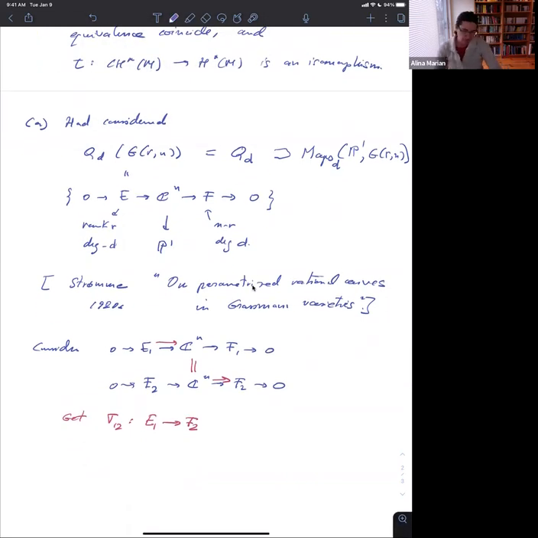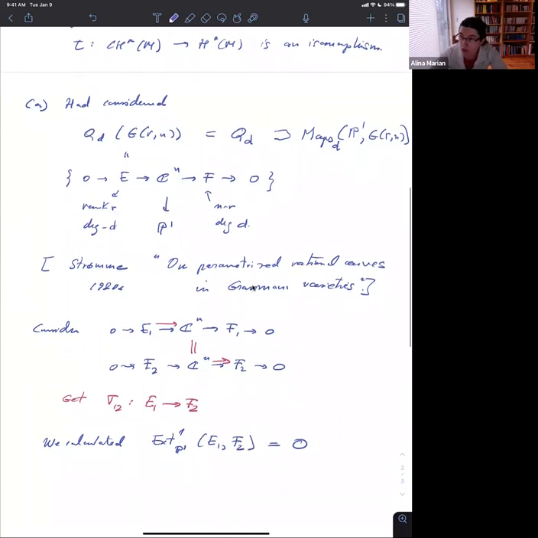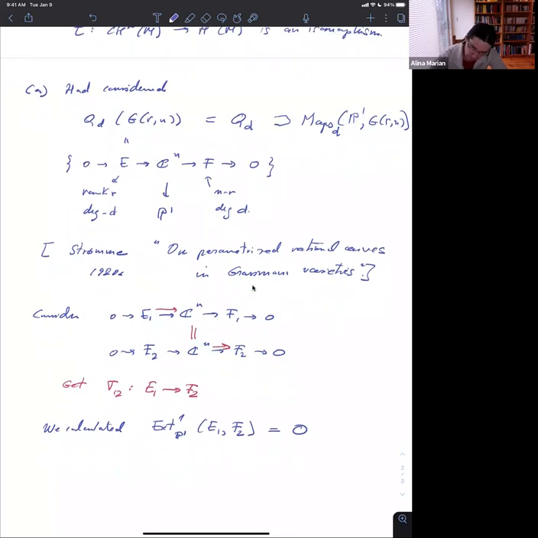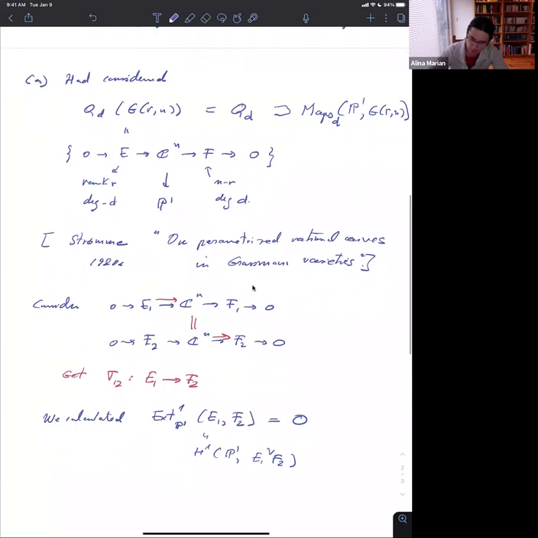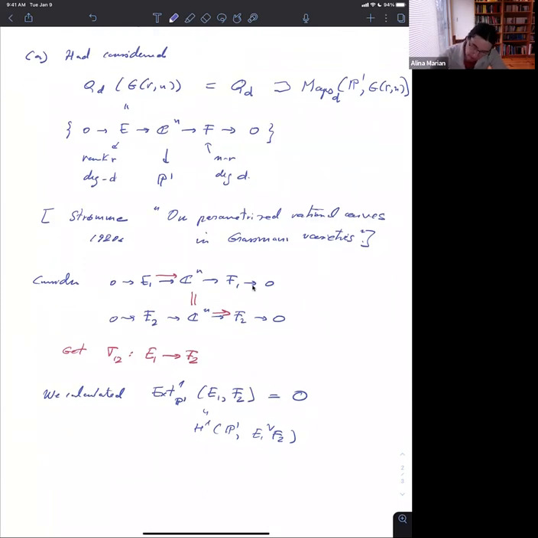And what we also saw last time was that we calculated that Ext^1, calculated on P1, between E1 and F2 in such a setting is always zero. This uses the fact that we're on P1. It's not always true; if we were on a curve of higher genus, this would not be true. So this is simply H^1 on P1 of E1 dual tensor F2. That's what we're talking about, and we calculated that this is zero.